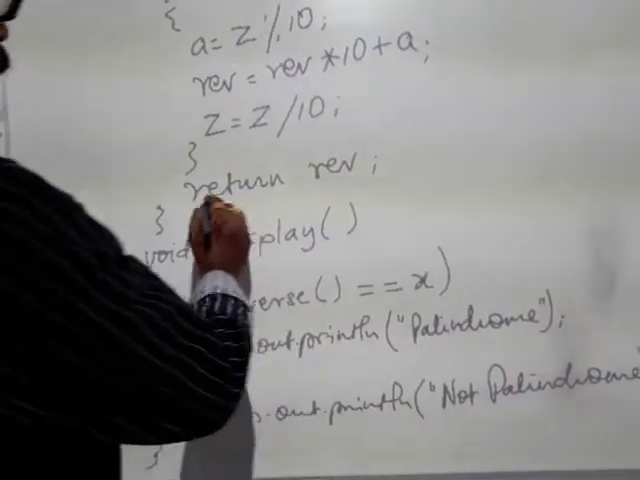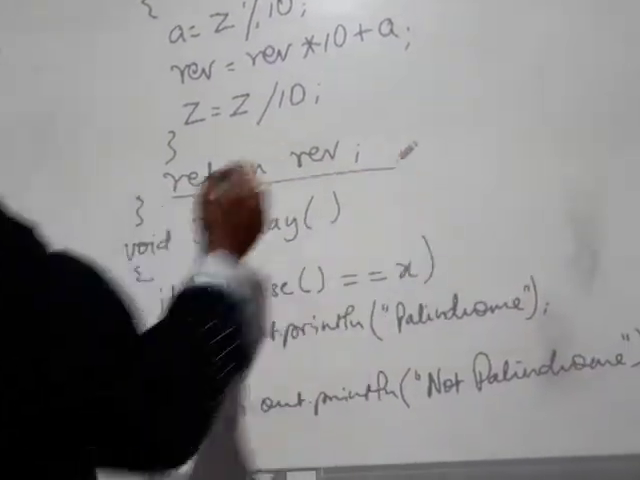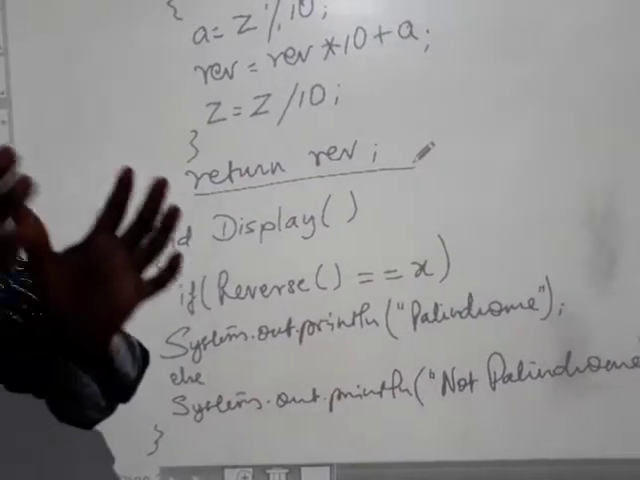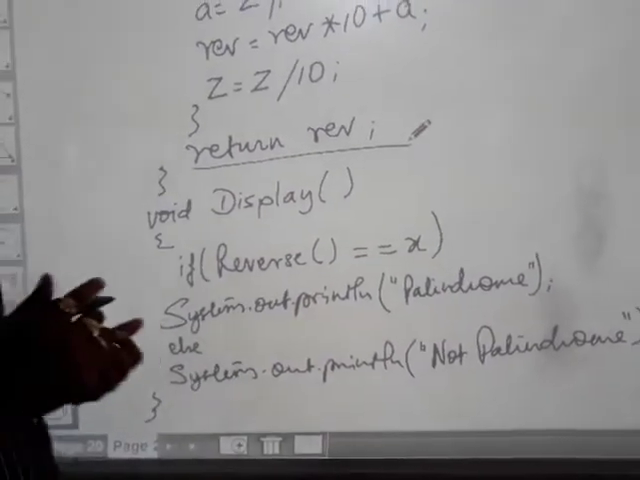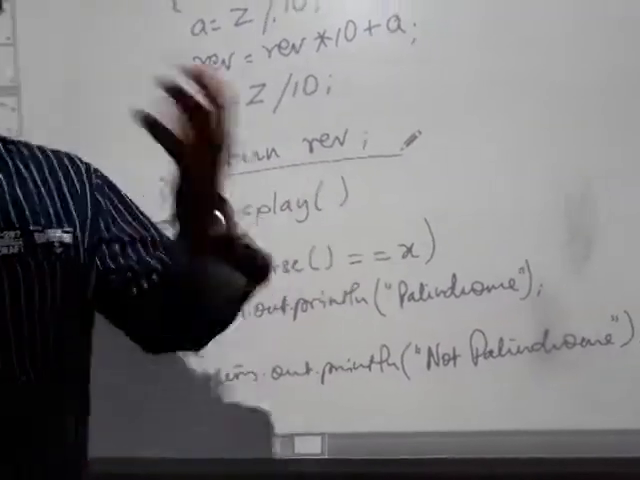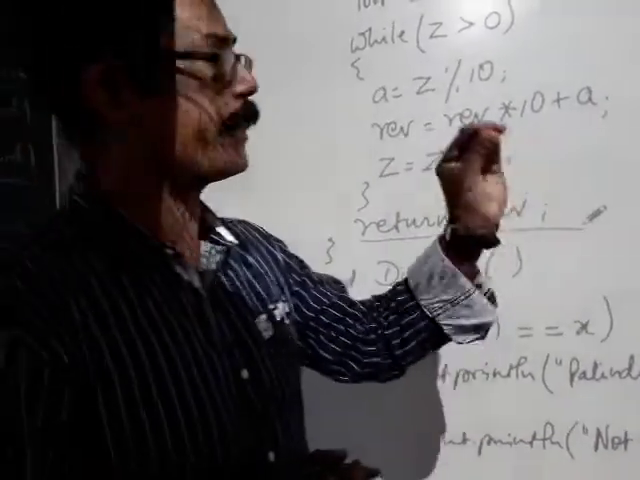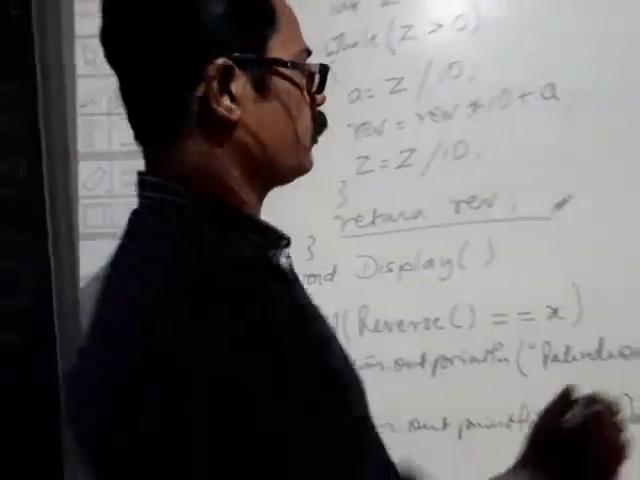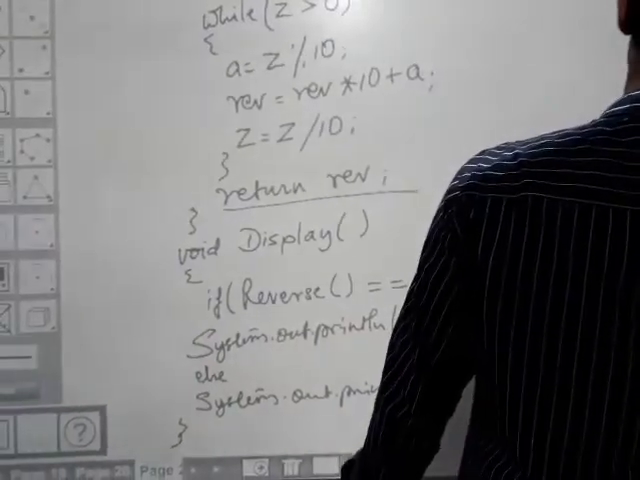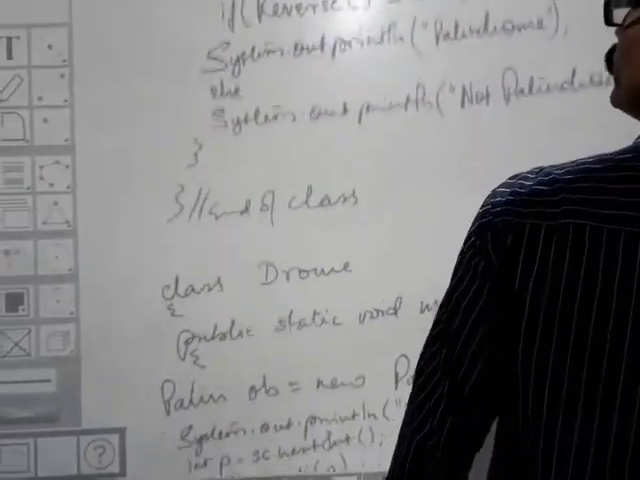So now what happens? This is the part over there. What we are doing is returning the rev value. Where will it go? It will go to where the function reverse has been called. As you notice, the function reverse has been called from another function called display.